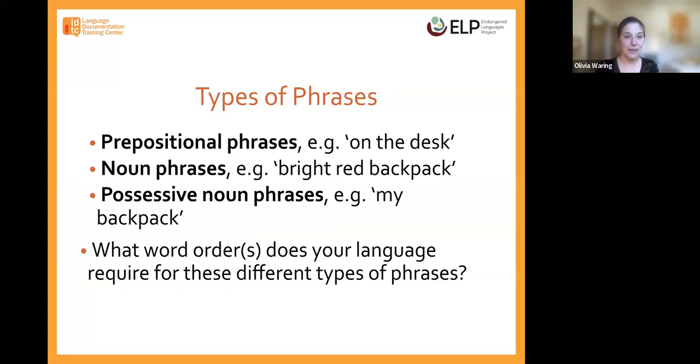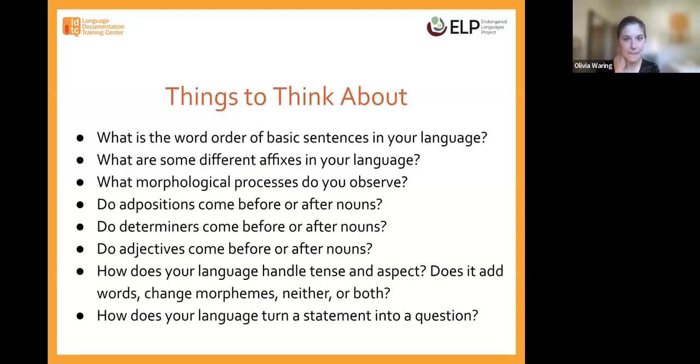Phrases as well. We've got prepositional phrases, on the desk. We've got noun phrases such as bright red backpack, possessive noun phrases, my backpack. And in different languages, these may all call for different word orders. So that's another thing that you'll have to assess as you move through your documentation process.